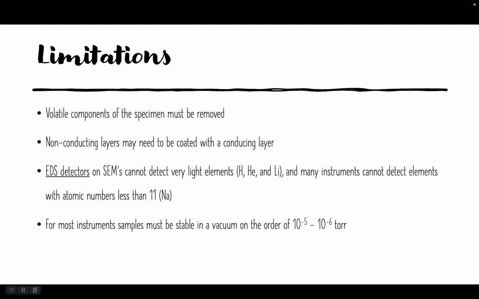Most SEMs use a solid-state X-ray detector. And while these detectors are very fast and easy to utilize, they have relatively poor energy resolution and sensitivity to elements present in low abundances when compared to wavelength dispersive X-ray detectors.